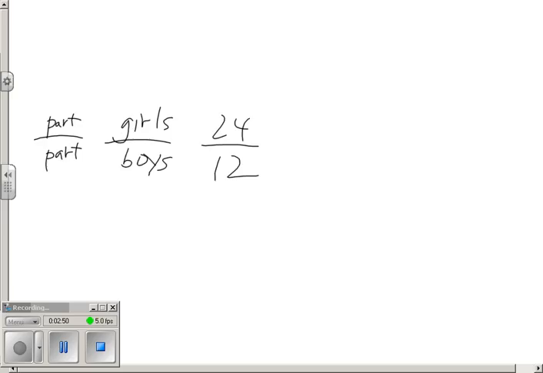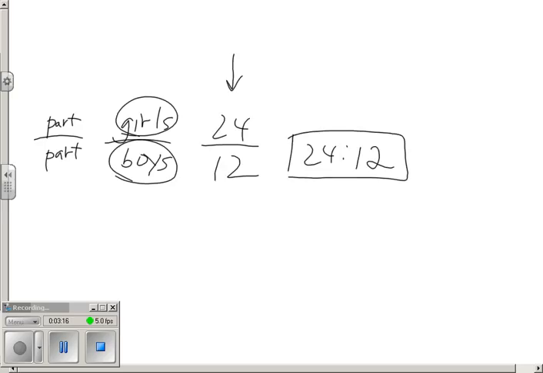This is not a part to whole because we have girls to boys, not girls to the class or boys to the class. So this ratio here cannot express a percent. We can't make that into a percent, and if we did, it'd be 200%. And 200% of the class is girls or 200% of the class is boys does not make sense. So we're not going to think of that as being a percent. We're going to use ratio notation, which is best used like this. When we're dealing with part to part, that's the best notation to use.